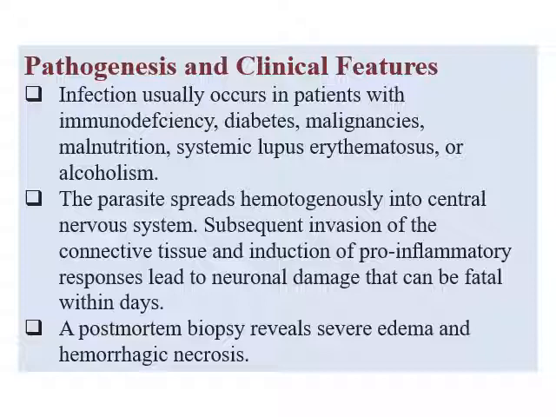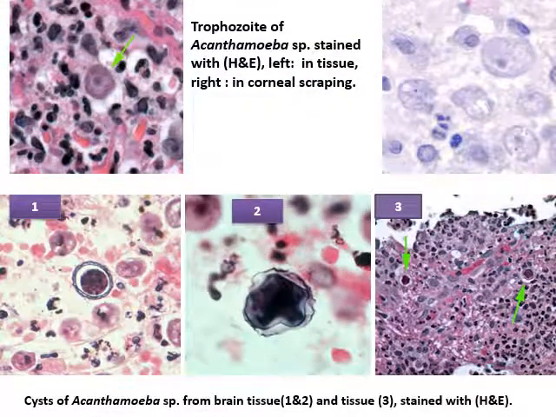The parasite spreads hematogenously into the central nervous system, with subsequent invasion of the connective tissue and induction of pro-inflammatory responses leading to neuronal damage that can be fatal within days. A post-mortem biopsy reveals severe edema and hemorrhagic necrosis. As we said, both trophozoites and cysts can be present in tissue.